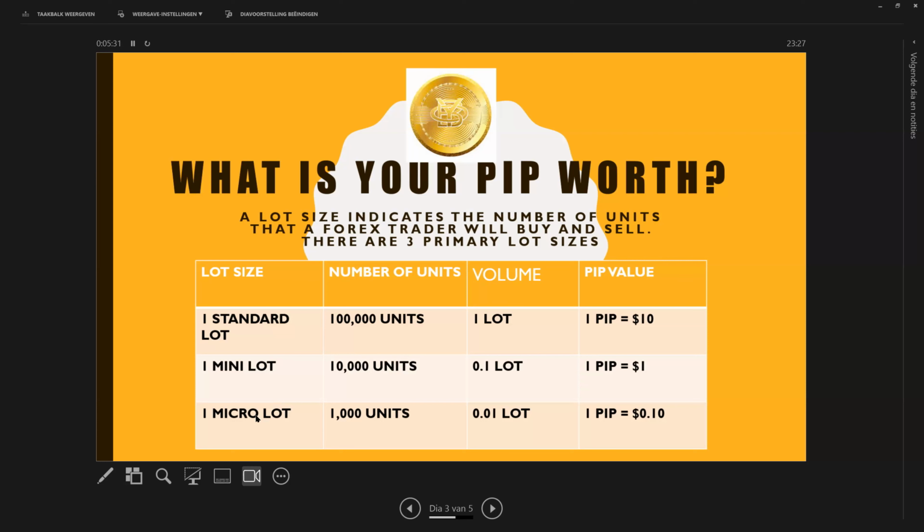And then we come to the micro lot. The micro lot is the smallest lot we are using normally. And we can see here it is 0.01 lot of the standard lot. And here we can see that one pip is worth 10 cents.